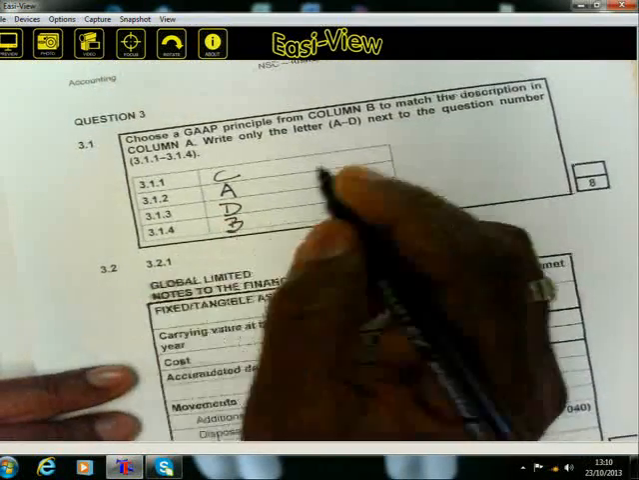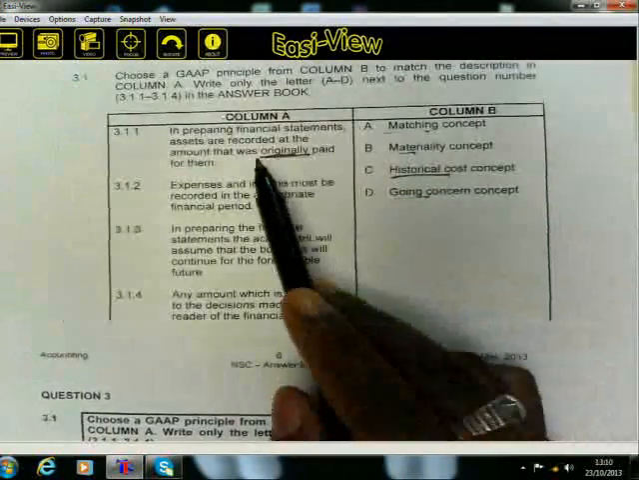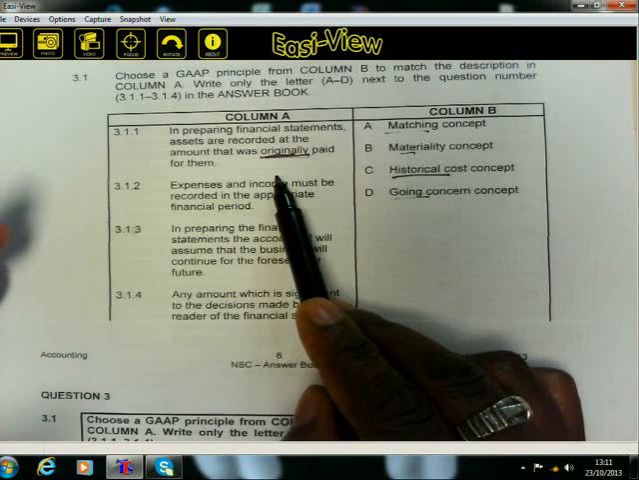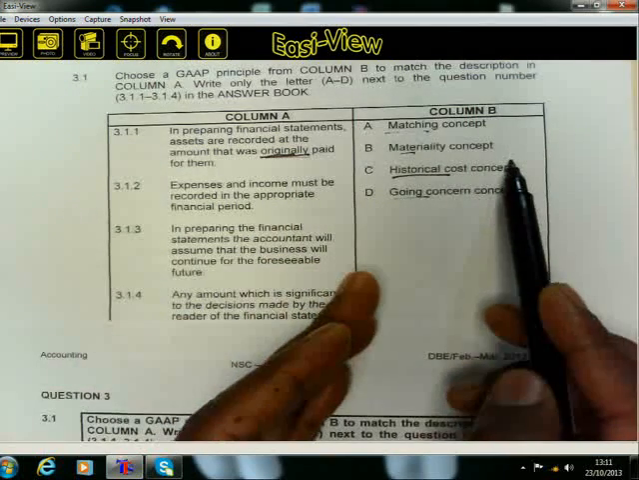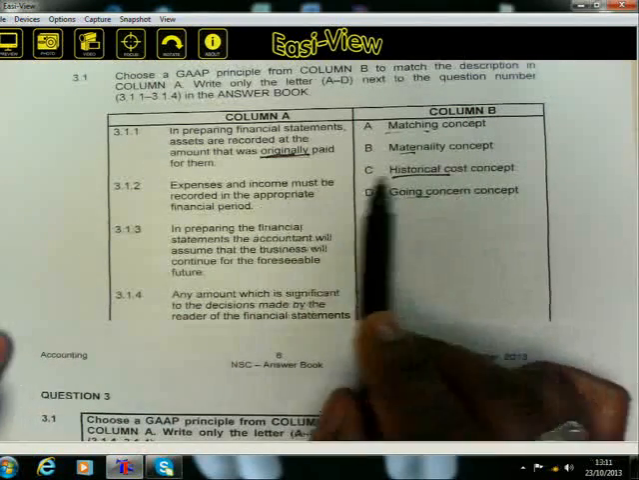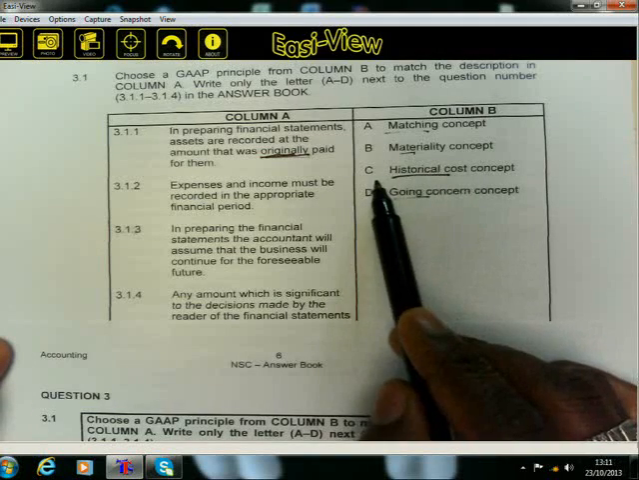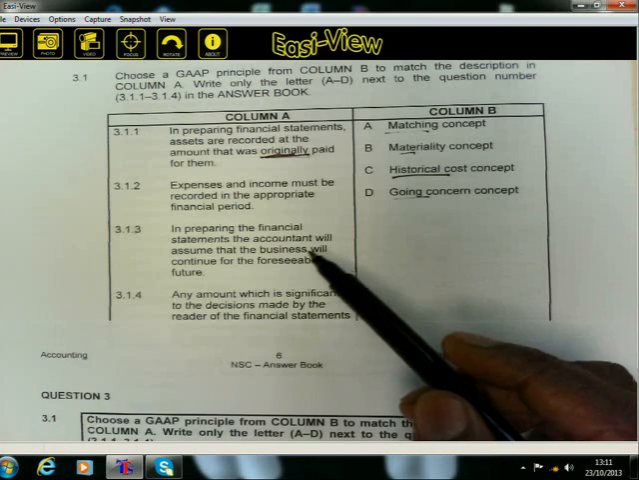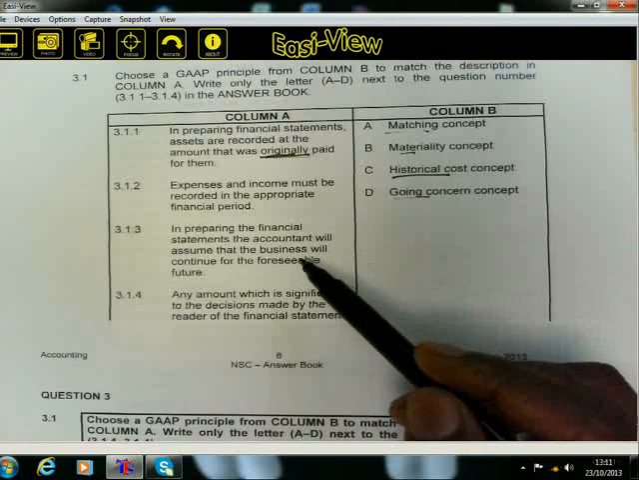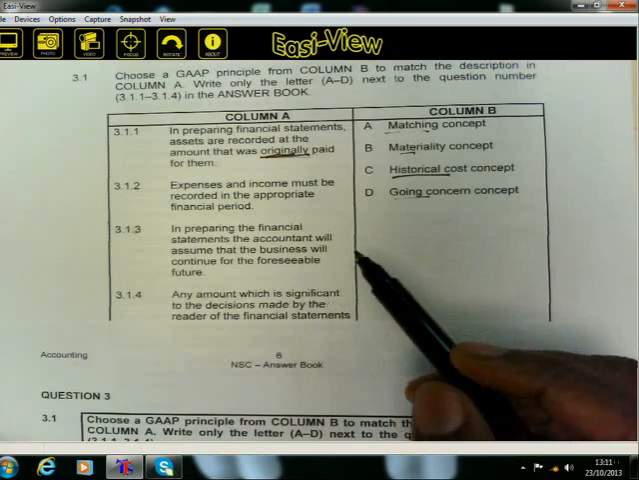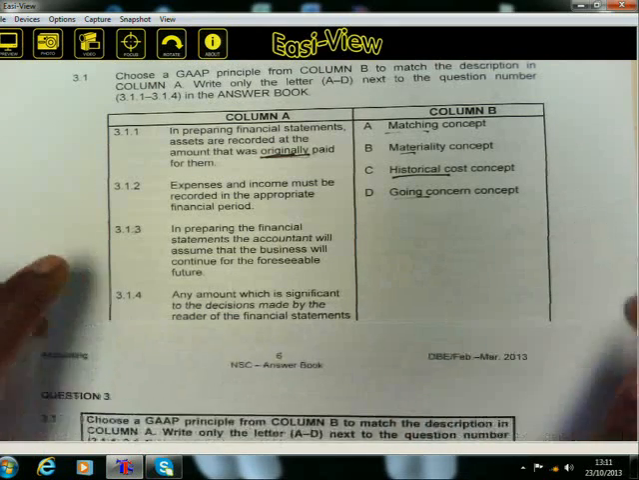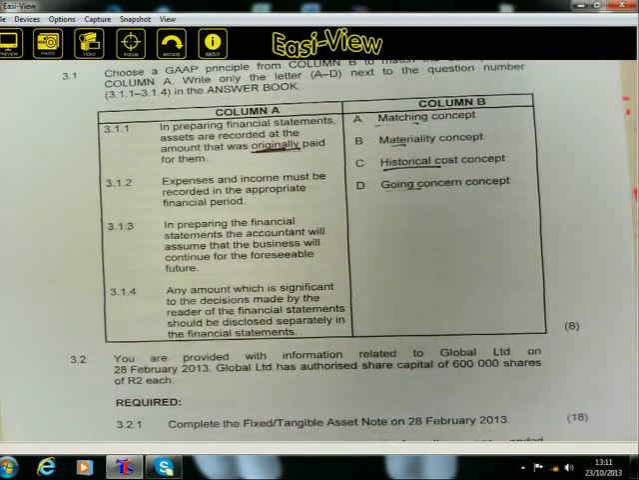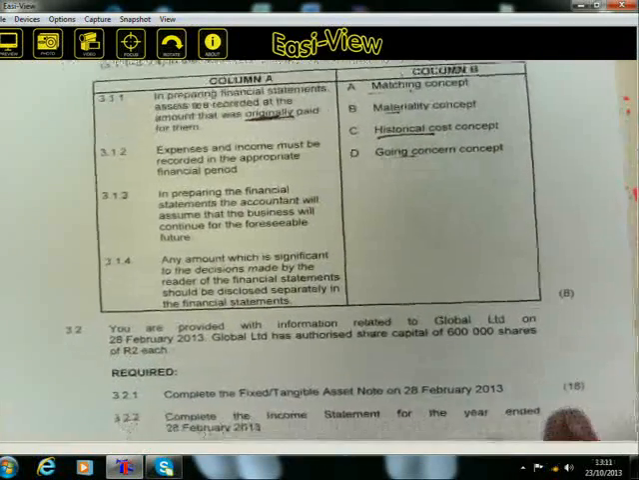Then that's how we match column A to column B. You read the explanation in column A, you match it with the concept. But if you haven't studied the concept, it's going to be very difficult. Even though when I was answering, it seemed as if it was easy, if you didn't practice or study that before, then it's going to be very difficult for you. So as we are studying, please also read and understand the concepts.